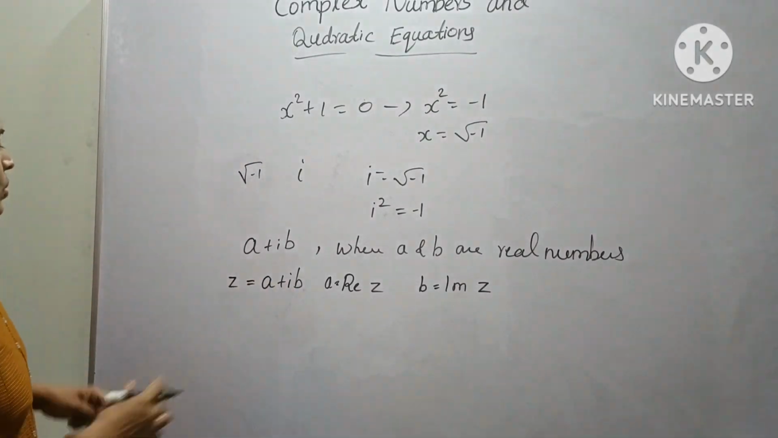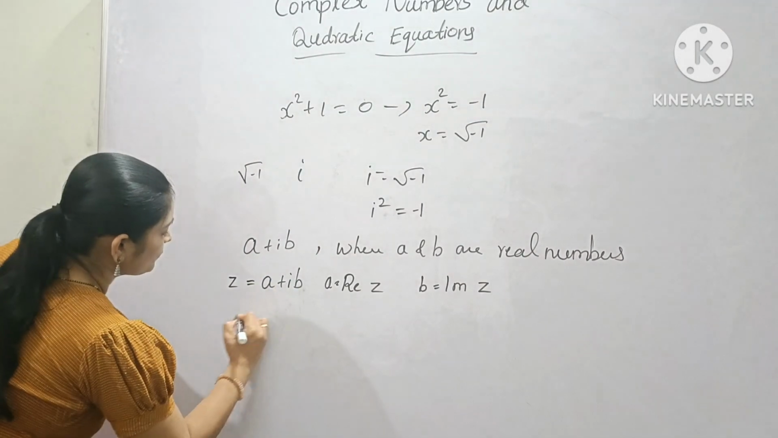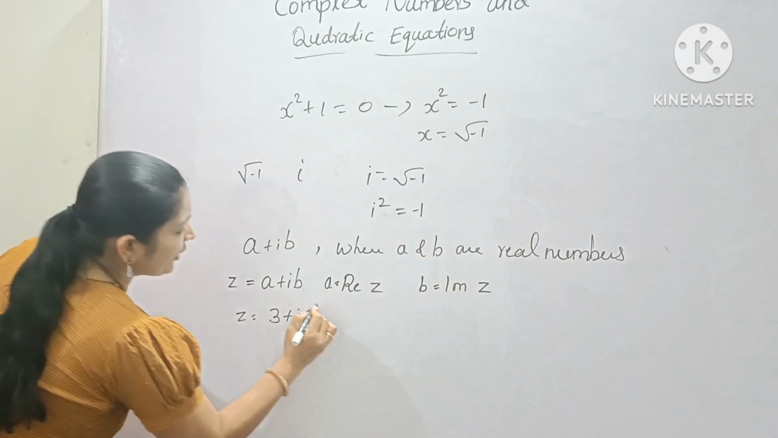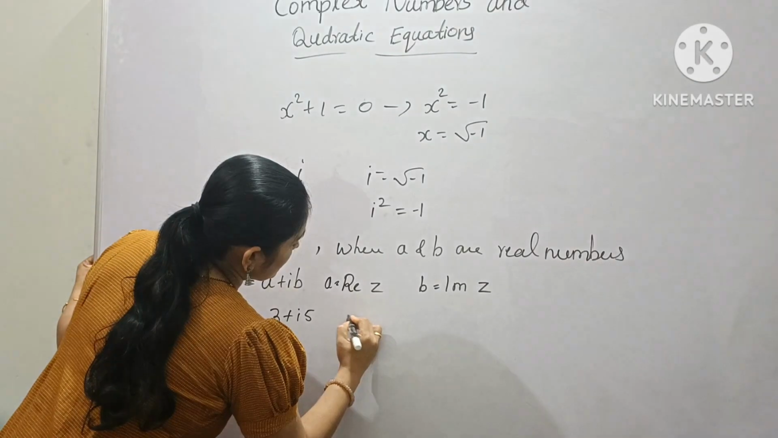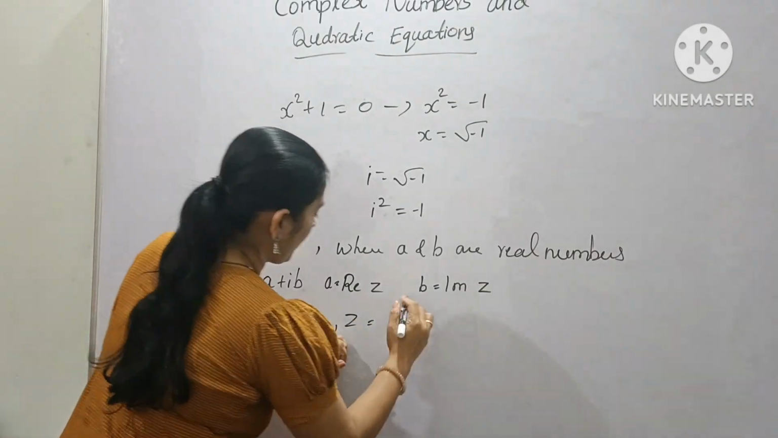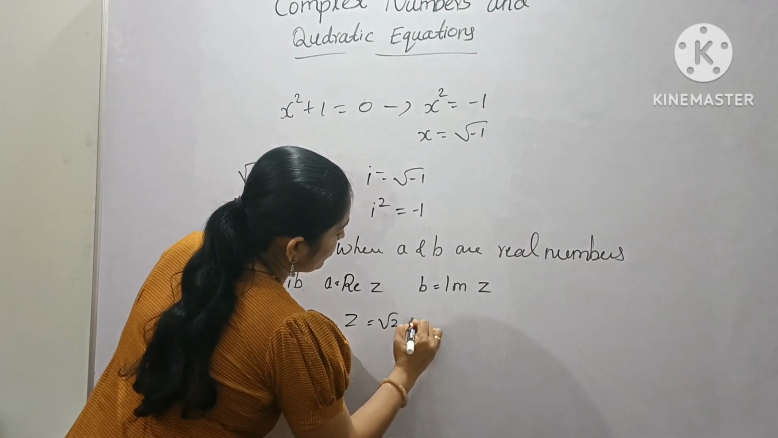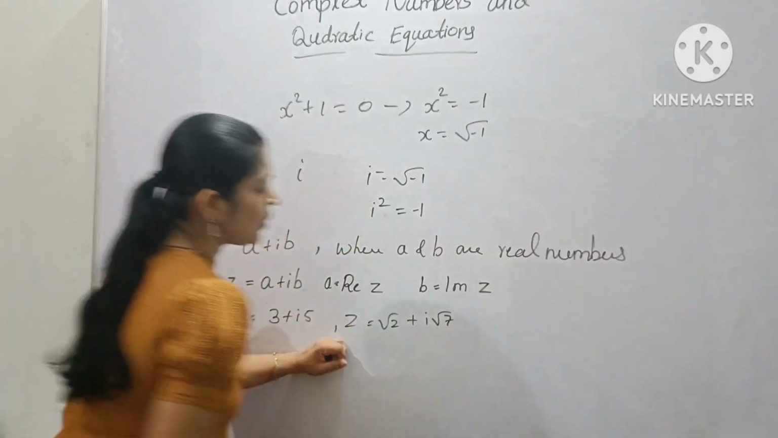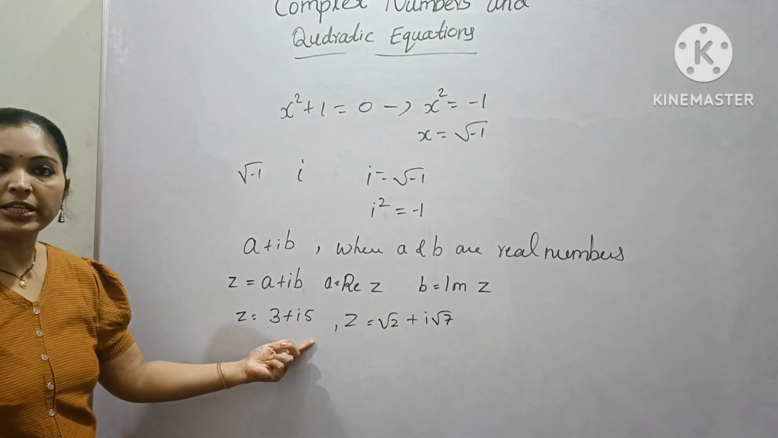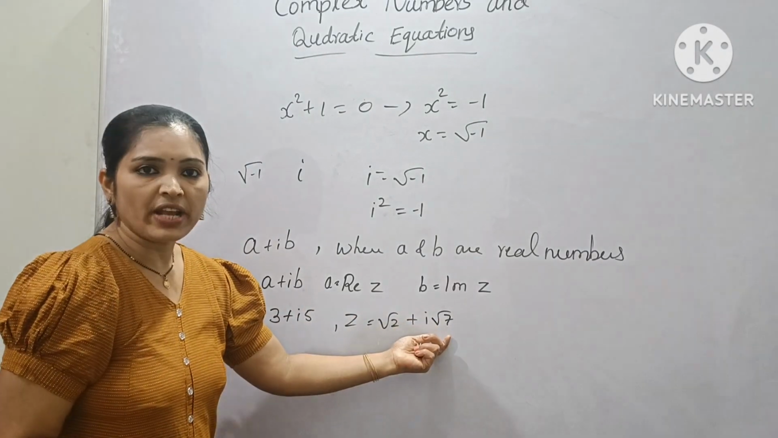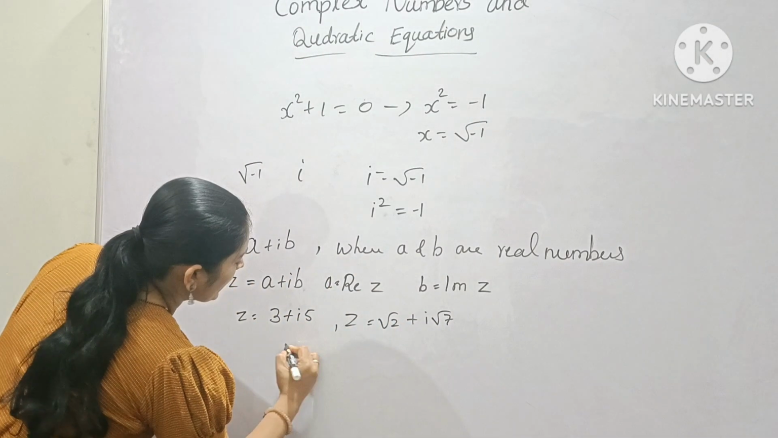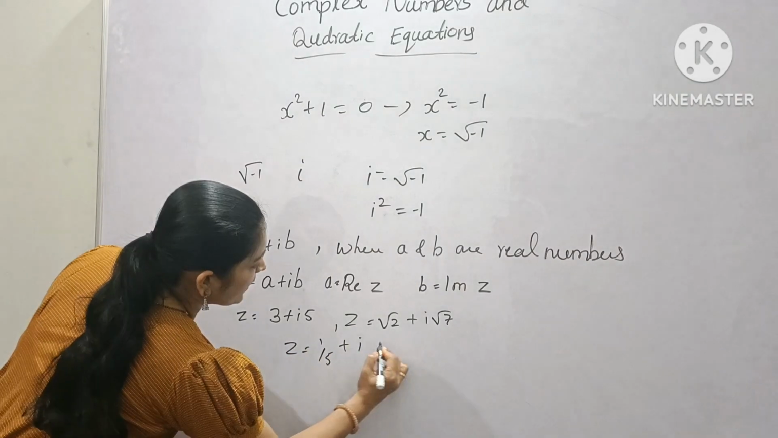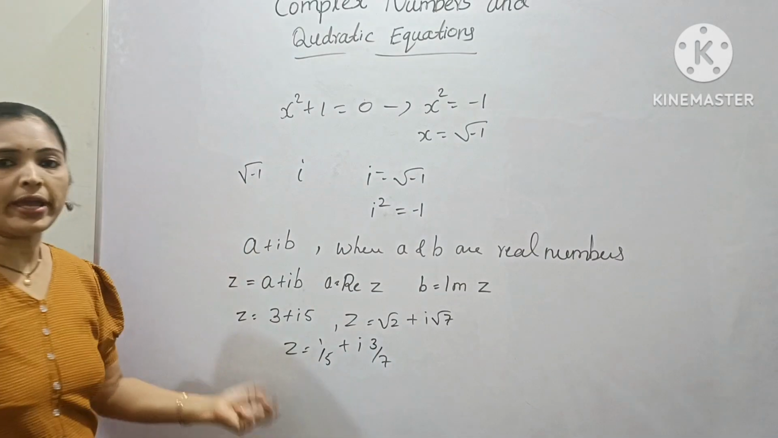So for example, z is equal to 3 plus i5, z is equal to root 2 plus i root 7. Because 3 and 5 are real numbers, root 2 and root 7 are real numbers, any number. z is equal to 1 by 5 plus i 3 by 7, etc.